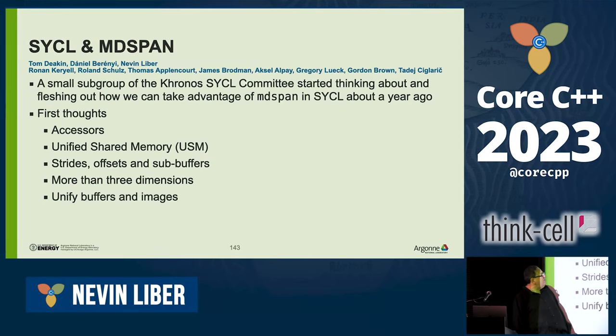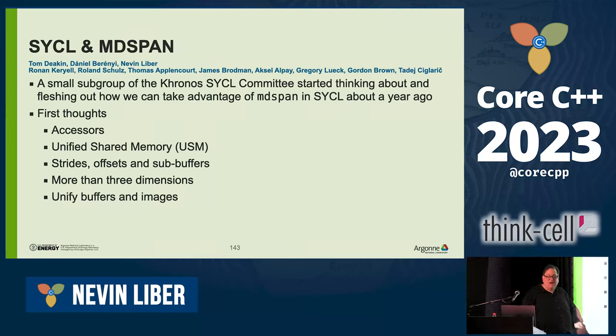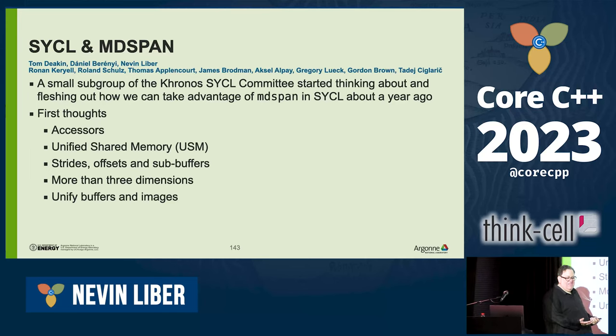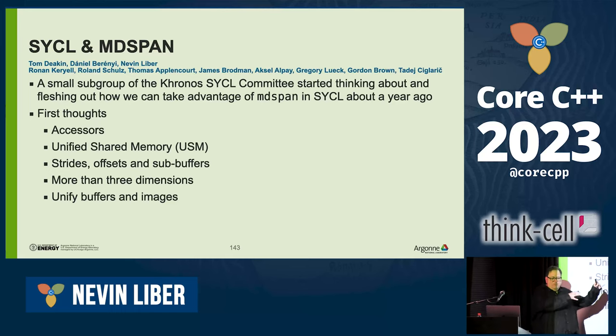So what are we doing in the future? I'm also on the SYCL committee, and we're trying to figure out how we want to use things that are in the standard in SYCL. There's kind of two memory models. There's accessors, which does an implicit graph on how data dependencies work, and then there's unified shared memory. We could use this to maybe unify the two of those, and get rid of the three dimensions.